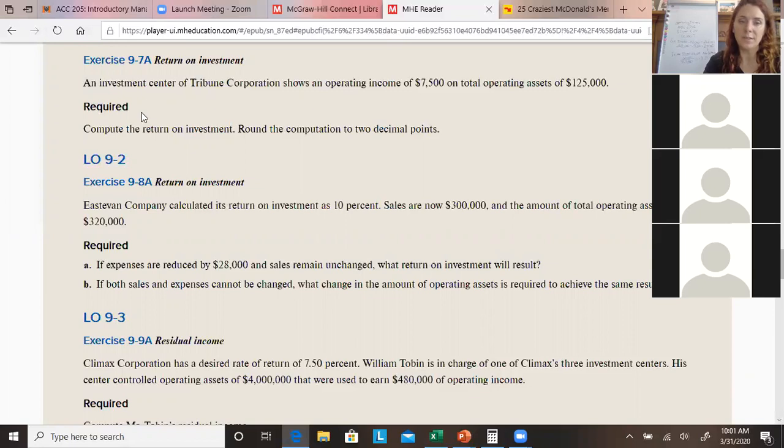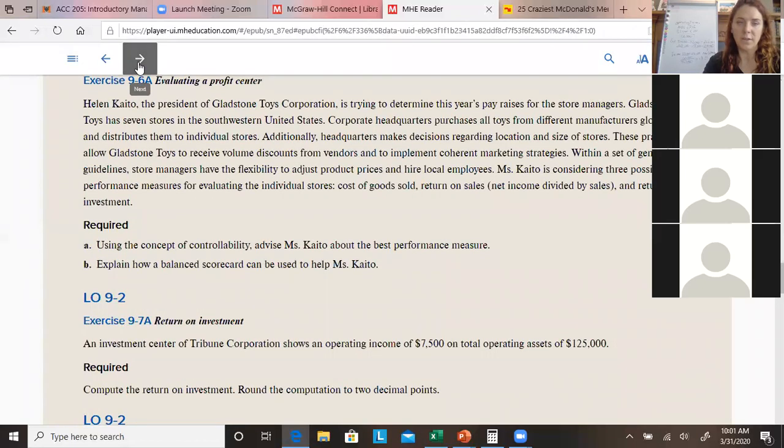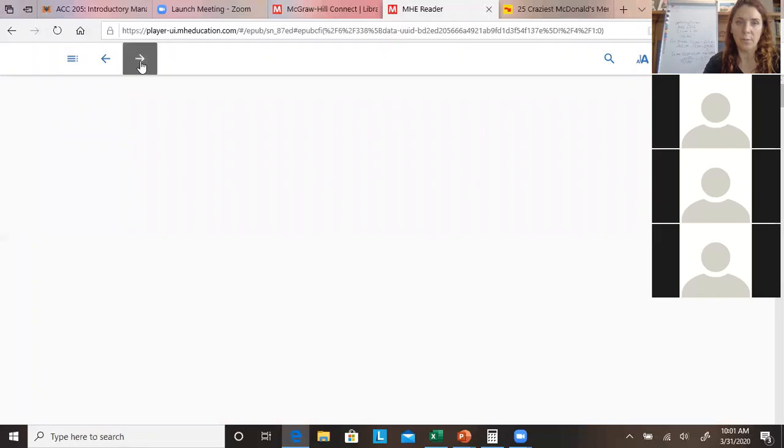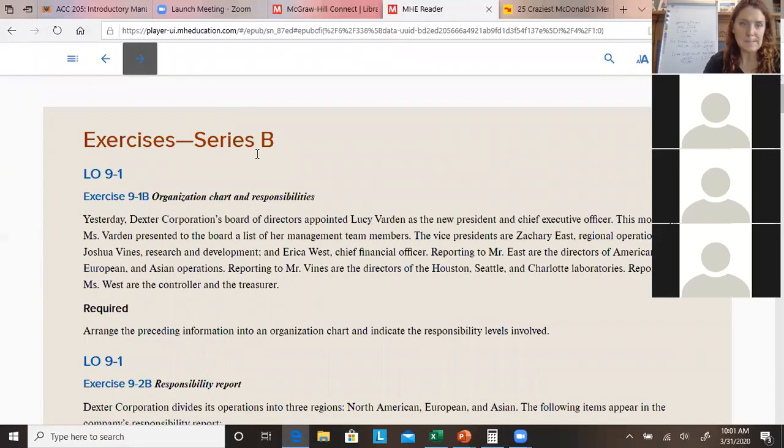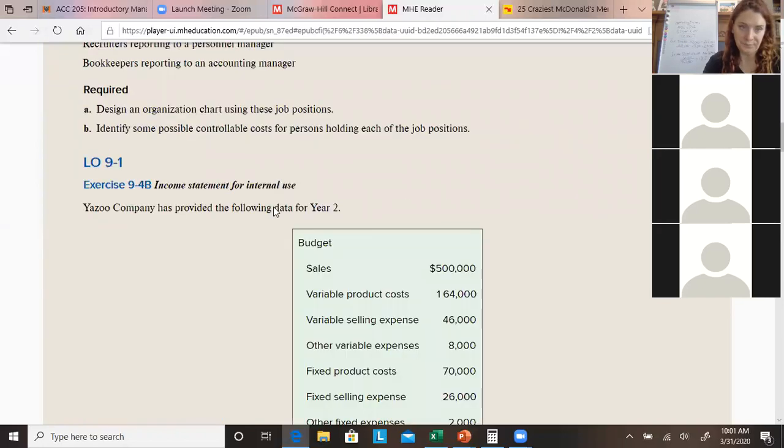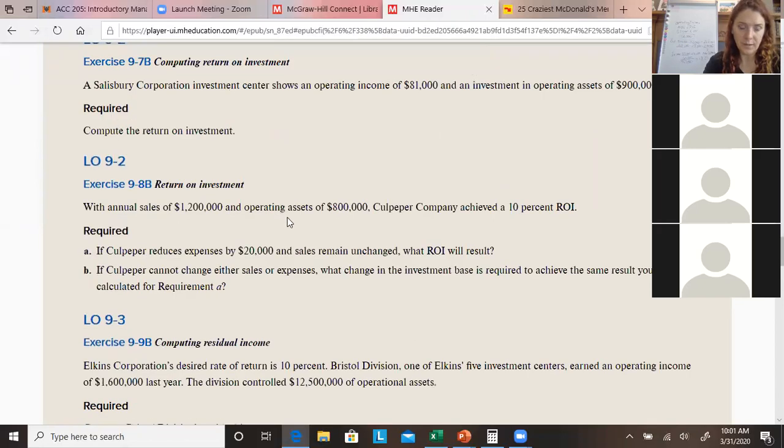Let's do one similar to this. I feel like maybe one more would be better. So very similar in this case. This time we have sales of 1.2 million. That again, that's not income. We have to figure out what our expenses are. So we have sales of 1.2 million, and then we have operating assets of 800,000, and they have a 10% ROI. So the first step would be to figure out what your operating income is.